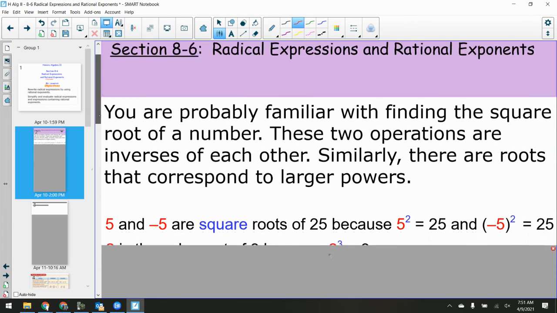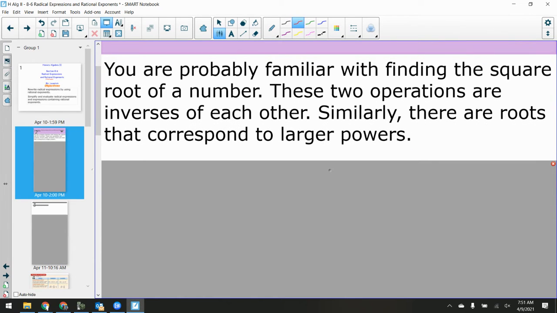All right. We're probably familiar with finding square roots of a number. Probably very familiar, and even maybe familiar with finding cube roots of a number. Finding the square of a number and finding the square root of a number, those are inverses of one another. Similarly, there are roots that correspond to larger powers. If I think about x to the third, obviously the cube root is the inverse of x to the third. But what if I continue that? Is it still inverses? Yeah. X to the fourth, the fourth root would be the inverse of taking something to the fourth power. A fifth root would be the inverse of taking something to the fifth power.